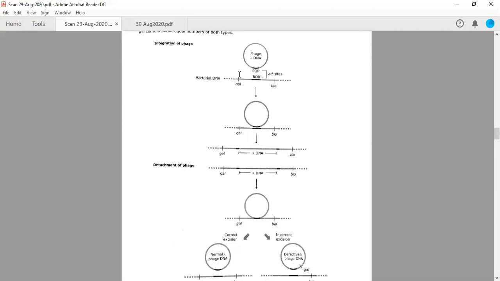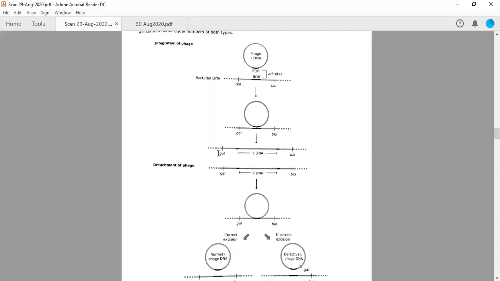and it is showing that in the bacterial genome there are 2 genes present at the site where this particular viral genome will be integrated. On the left hand side it is showing the galactose gene, and on the right hand side the biotin synthesis gene in the bacterial genome. Once the lambda phage DNA is integrated into the bacterial genome, the galactose and biotin synthesizing genes are still present on the 2 ends, as you can see here also.